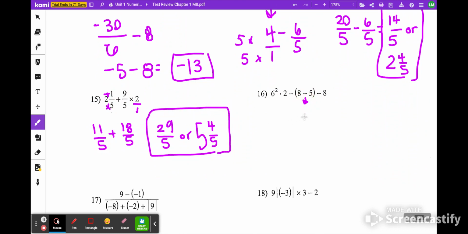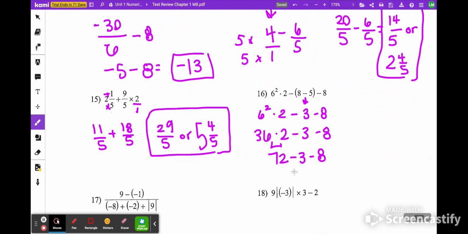Continuing here, I have parentheses. 8 minus 5 is 3. Bring down everything else slowly. 6 squared would be next. That is 36. So I have 36 times 2 minus 3 minus 8. 36 times 2 needs to be done first. So that's 72 minus 3 minus 8. 72 minus 3 would be 69. And then 69 minus 8 would give us 61.